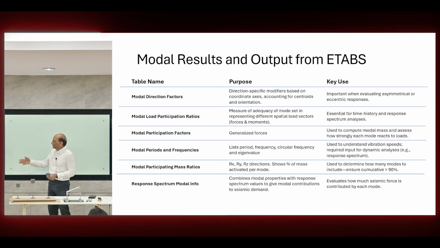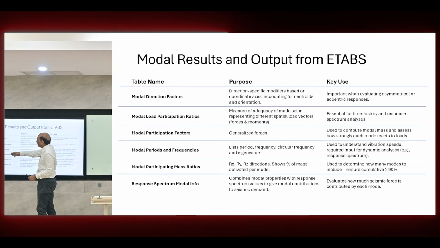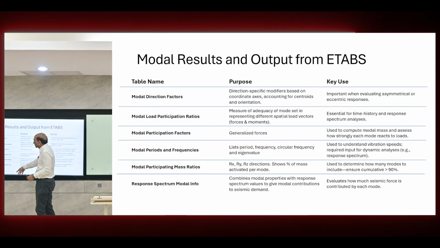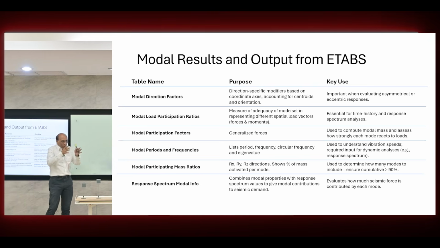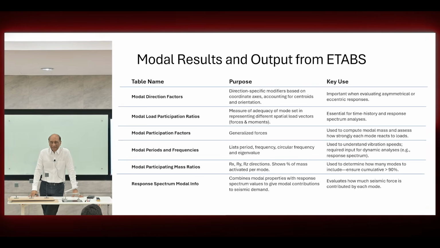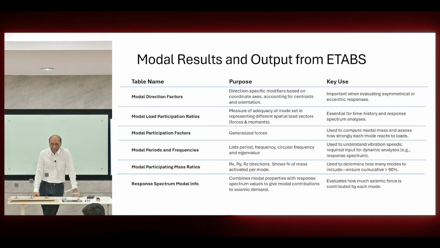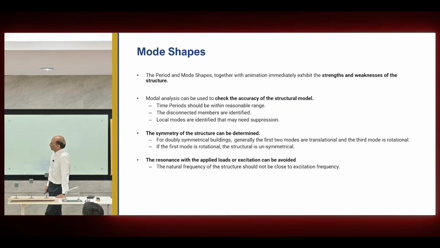So all those numbers are given by modal direction factors, modal load participation factors, modal participation factors, modal periods and frequencies, modal participating mass ratios, response vector mode. So many things look the same. They seem the same, but we need to understand what they are. Okay? So please make sure that when we talk about ETABS, we come back to this one, you understand and read more clearly what each of the outputs is telling you, because it's a lot and it's very, very useful.